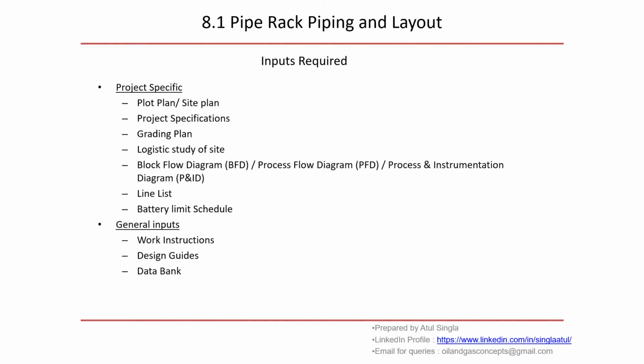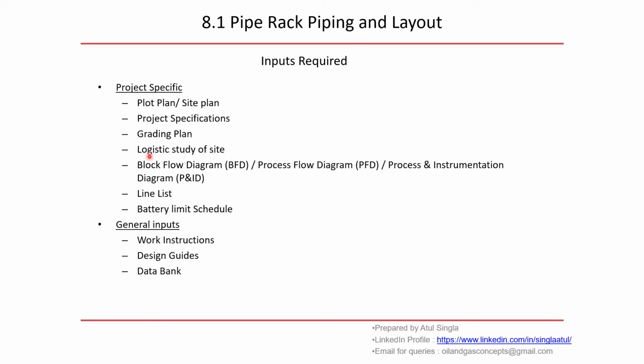As we have discussed in previous sections, similar things are required to start with the pipe rack layout. For example, the plot plan and site plan. This is the basic input which is required to generate any kind of layout. Project specification: whatever project we are working in, we will have some specific project specifications, and those we have to gather. Grading plans, which give the grade elevation at different points. Then logistic study of the site.